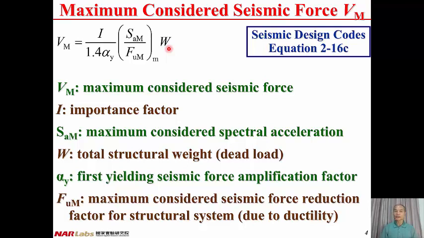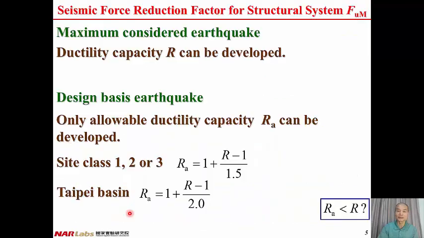That's the dead load of the structure. In the previous lecture, 12-1, we have already talked about I, importance factor, SAM, maximum considered spectral acceleration, W, total structural weight, that's the dead load of the structure, and alpha y, first yielding seismic force amplification factor. In this lecture, we will continue to talk about FUM, that's the maximum considered seismic force reduction factor for structural system due to ductility.